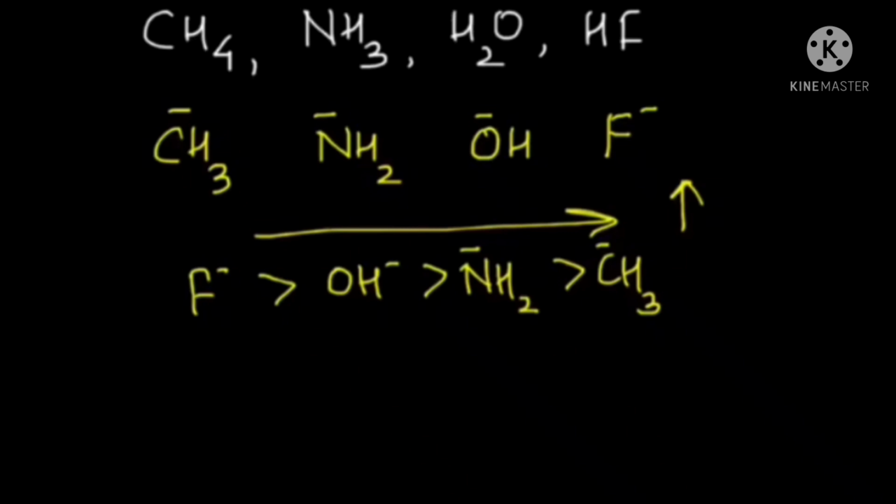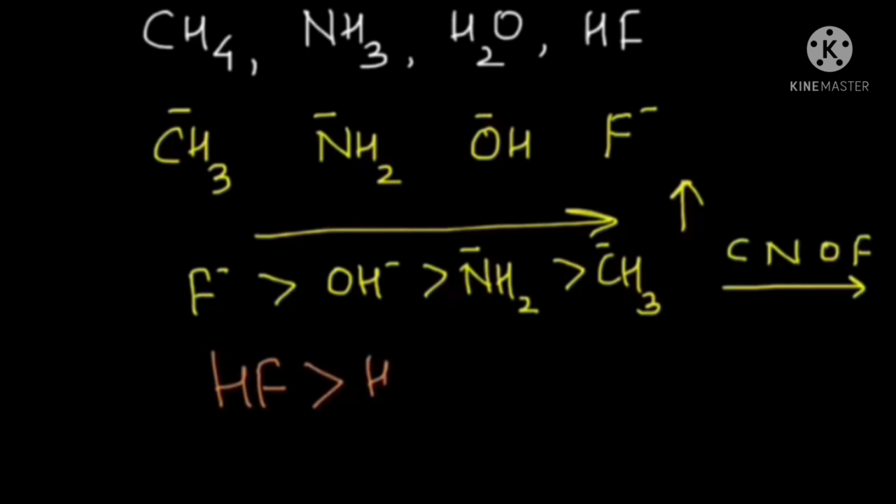Why is this so? Because in a period we will have carbon, then nitrogen, then oxygen, then fluorine, and as we go from left to right, the negative charge will become more stable. Now this is the order of their corresponding acids, so we can write HF is more acidic than H2O, which is more acidic than ammonia, which is more acidic than CH4. And that is the order of acidity.